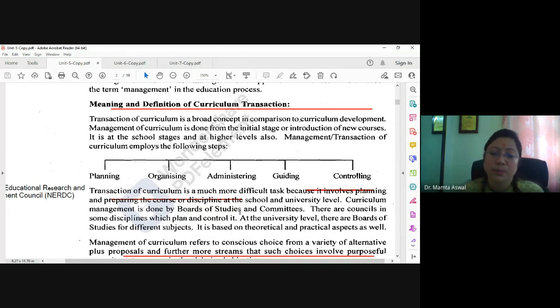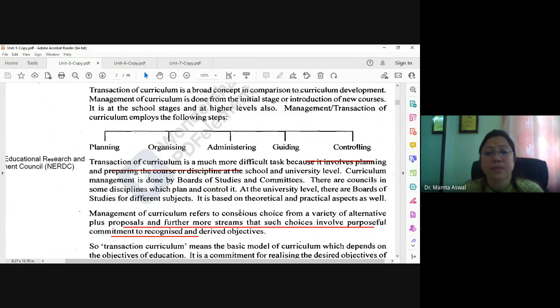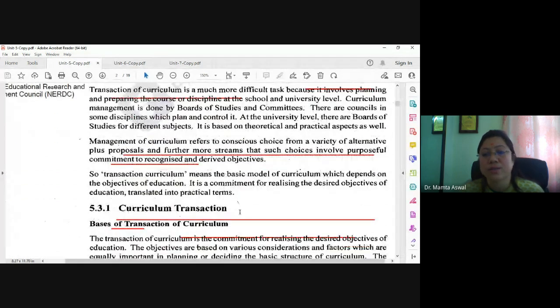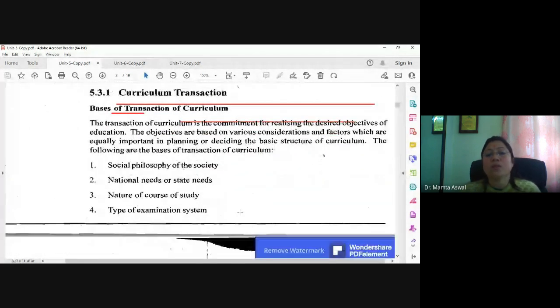If you're talking about the development of the curriculum, then there are set councils, set organizations which have been given the duty of that particular work. Now, what are the bases of curriculum transaction? On what basis is the transaction of the curriculum based? What are the things which we must think over before transacting our curriculum in the school, or even in the development of the curriculum?